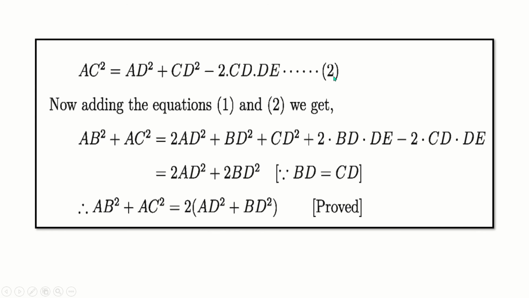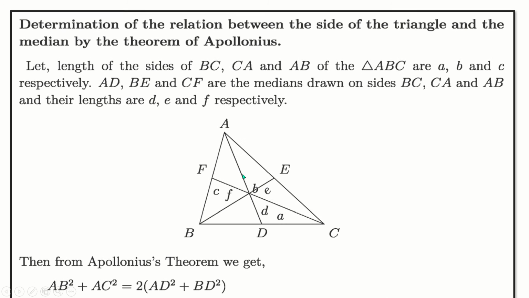Now adding 1 and 2. That means left side add, and right side add. Left side will be AB square plus AC square, and right side will be AD square, present in both equations. So 2 into AD square plus BD square plus CD square plus 2 into BD into DE minus 2 into CD into DE equals 2 into AD square plus 2 into BD square. Okay, therefore AB square plus AC square equals 2 into (AD square plus BD square). So proof is complete. Very easy. Okay, now follow a relation.